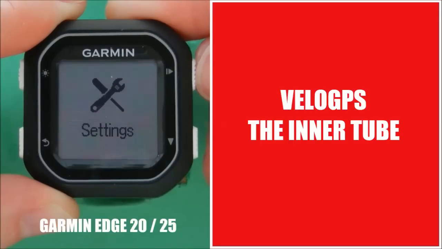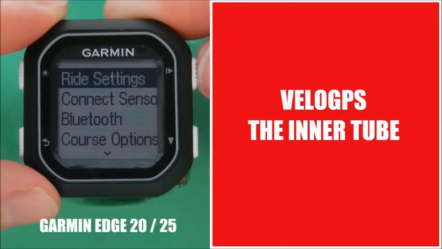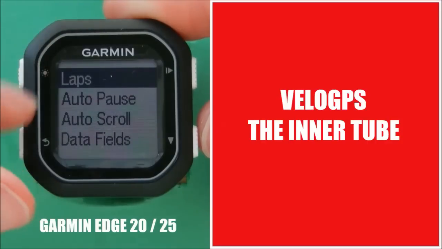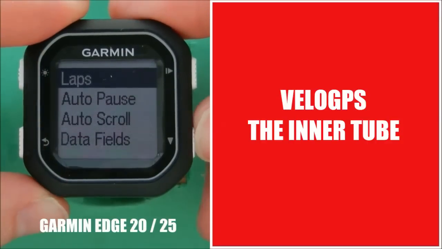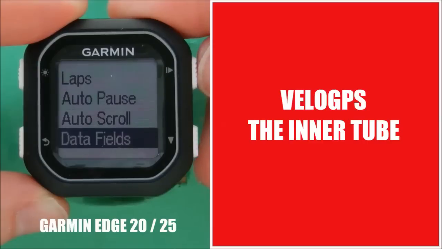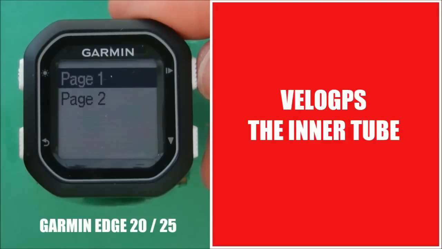So you select that with the top right button and you can see that you've got various settings, but if we look at ride settings first of all, there's four options. So there's laps, auto pause, auto scroll, and data fields. So data fields enables you to set up your data pages. So you can see here that you have two data pages that you can set up.